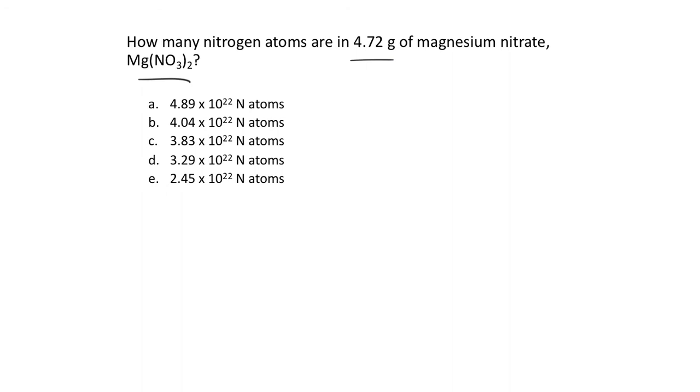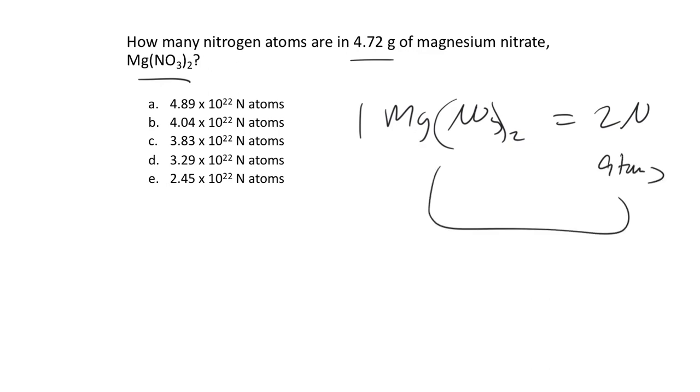We can think about the conversions I would use here: grams to moles from the periodic table, from the molar mass we can calculate, but it would be for every 1 Mg(NO3)2, and this example here would contain 2 nitrogen atoms just from inspection of the formula. So we're just looking at the formula, seeing I have 2 nitrogen atoms for every 1 unit of Mg(NO3)2.